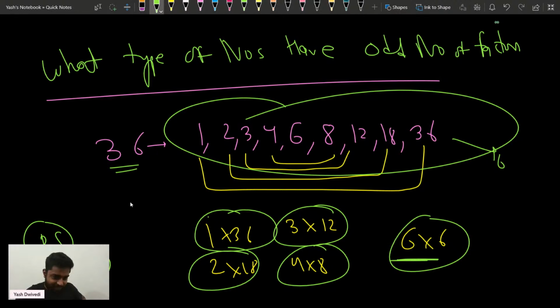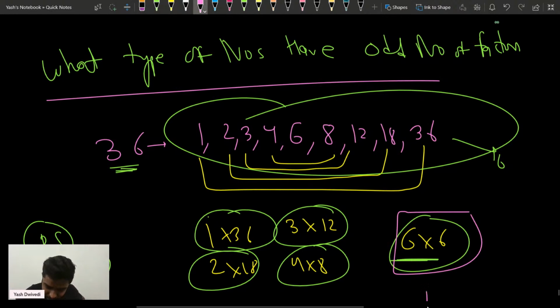You can see that 36 is a perfect square, and it will have an odd number of factors because you do 6 into 6. Because it is a perfect square, a number will be multiplied twice with itself, right? 6 into 6. So that is why it will have an odd number of factors, right? Everyone is clear? This particular part must be clear to everyone, right?